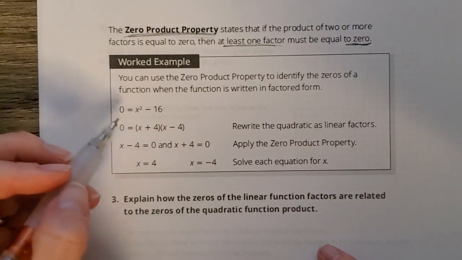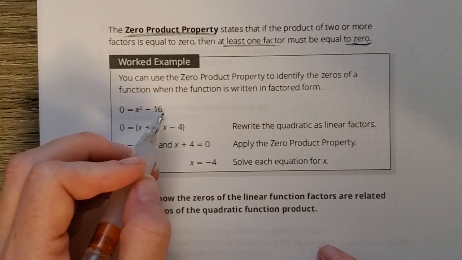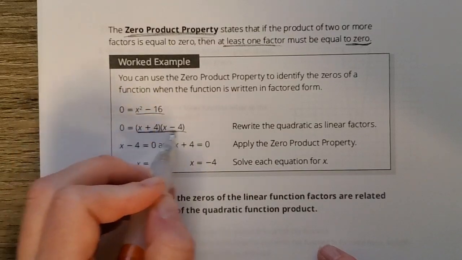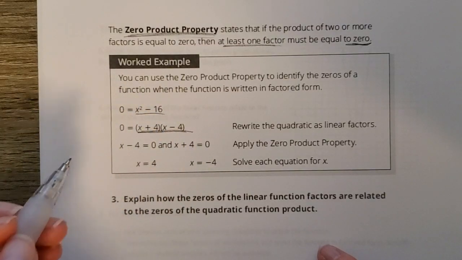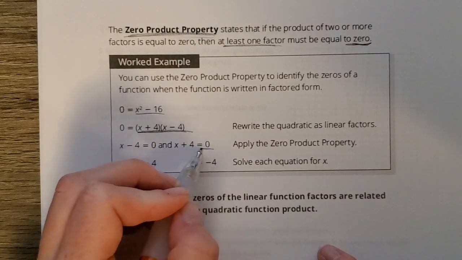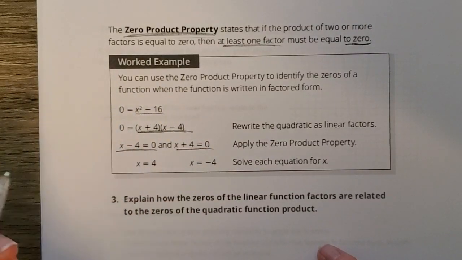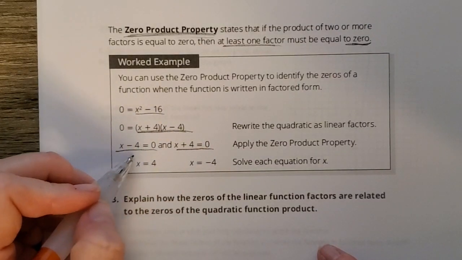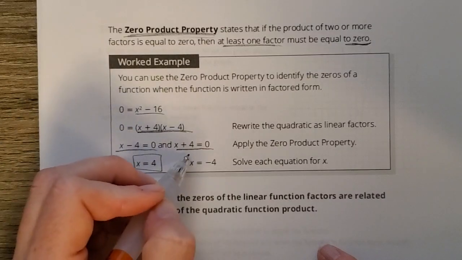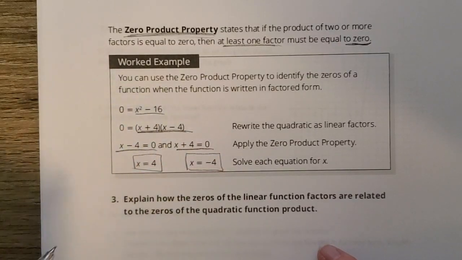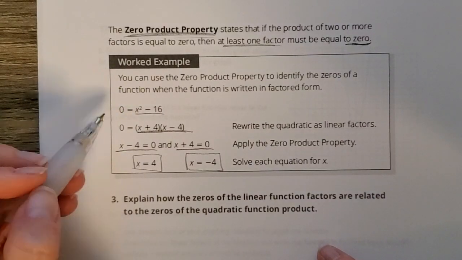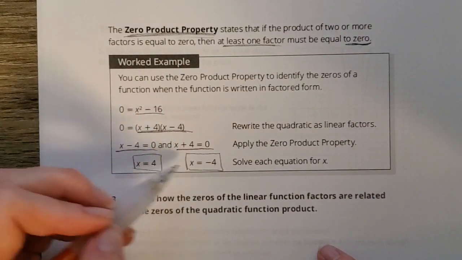Okay? So if we have here x squared minus 16, the factors are x plus 4 and x minus 4. That means either x plus 4 is 0 or x minus 4 is 0. And if we solve that, it means x is 4 will give me 0, or x is negative 4 will give me 0. So zero product property: you set each factor equal to 0 and solve.